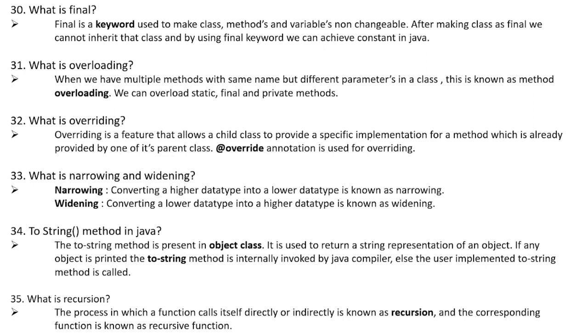33. What is narrowing and widening? Narrowing: converting a higher data type into a lower data type is known as narrowing. Widening: converting a lower data type into a higher data type is known as widening.